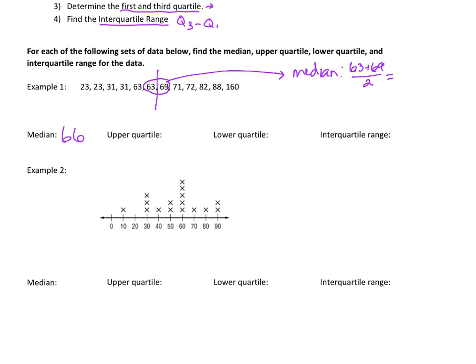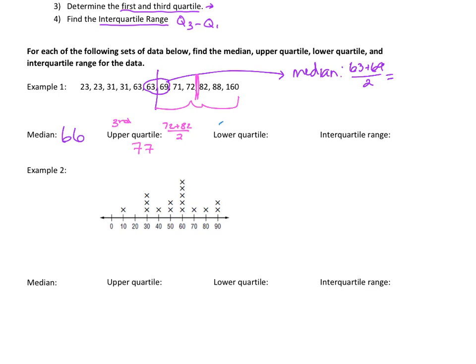So now to find my upper quartile, that's the same as the third quartile. I'm going to find the middle of this upper half. So my upper half has 6 numbers. So again, halfway would be 3. So again, I'm going to have to average those 2 numbers. So 72 plus 82 divided by 2. So my upper quartile is going to be 77.